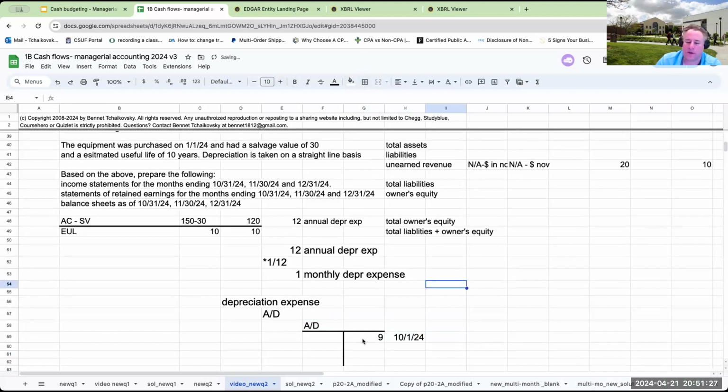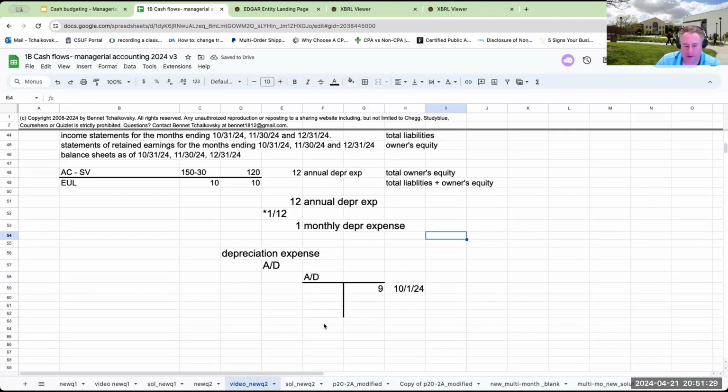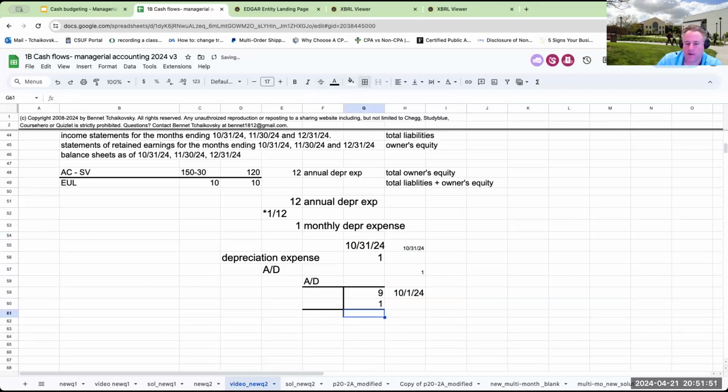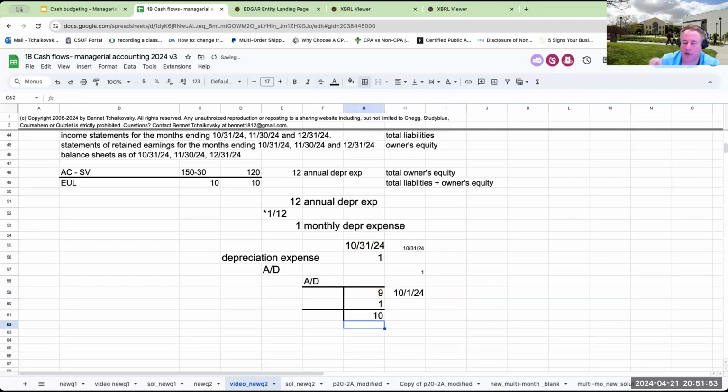So when we go through and look at this from a balance sheet perspective, our balance over here was at 9. I took a month of depreciation expense in October, right? So on 10/31/24, I would have debited depreciation expense, credited accumulated depreciation. So over here, my accumulated depreciation balance as of 10/31/24 would be 10. Okay.